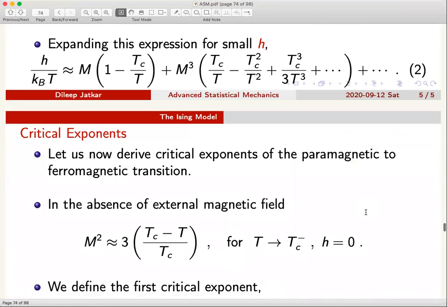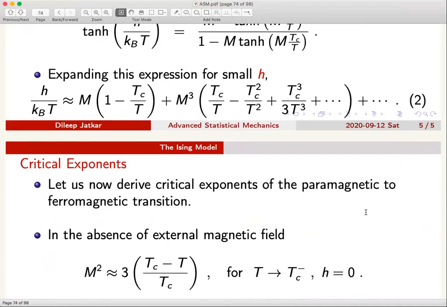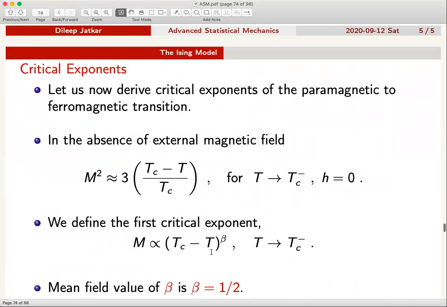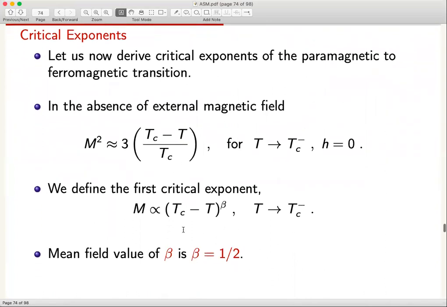exponents. So the first critical exponent that we derived was what was called beta. And the beta critical exponent was determined by finding out how the magnetization depends on temperature as T approaches Tc. And we found that M goes as (Tc minus T) to the beta, and that beta turns out to be half within the mean field approximation. Of course we are looking at this temperature reaching Tc from below. So we are in the regime in which there is spontaneous magnetization.